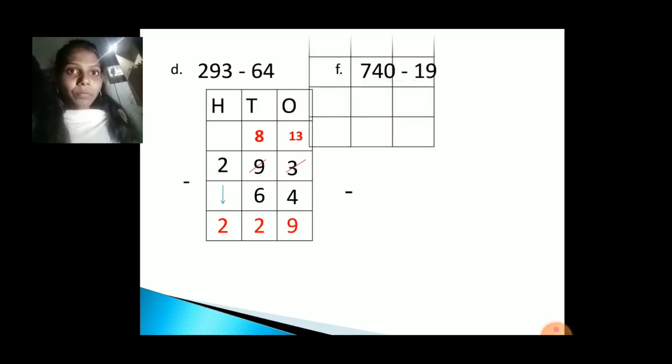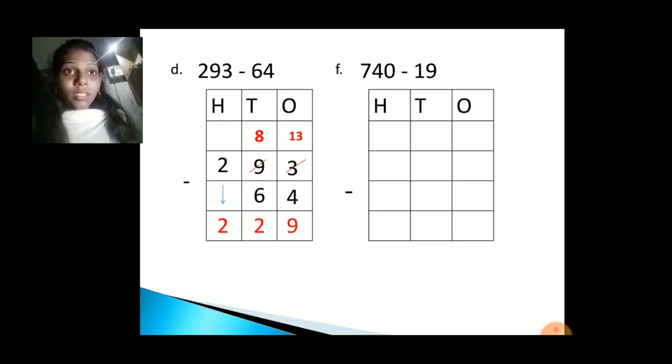Right? So we will place first 740. So we'll start from the 0. 0 we will place at 1's place. Then 4 we will place at 10's place. And 7 we will place at 100's place. Now read this number: 740. Now we will place 19. So 9 we will place at 1's place. And 1 we will place at 10's place. 19. Right? So we'll start the subtraction from the 1's place.